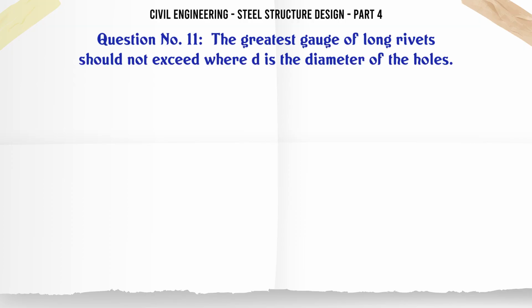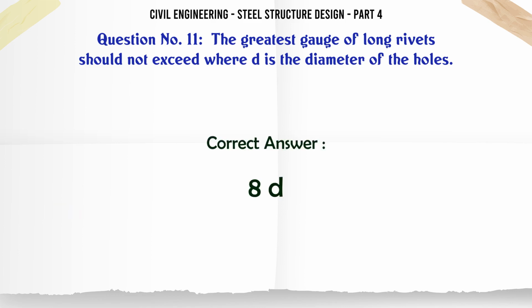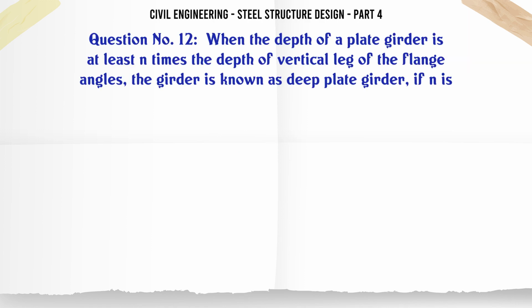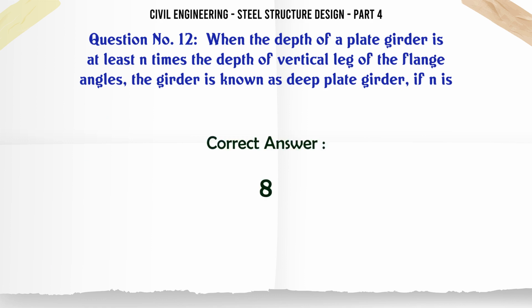The greatest gauge of long rivets should not exceed, where D is the diameter of the holes, A) 2D, B) 4D, C) 6D, D) 8D. The correct answer is 8D. When the depth of a plate girder is at least n times the depth of vertical leg of the flange angles, the girder is known as deep plate girder if n is A) 2, B) 4, C) 6, D) 8. The correct answer is 8.